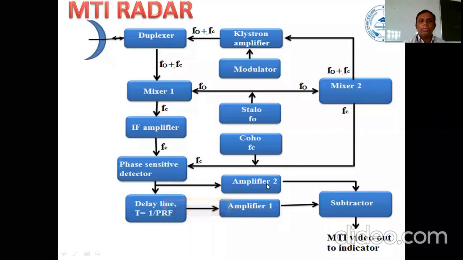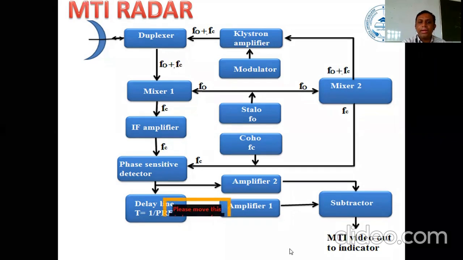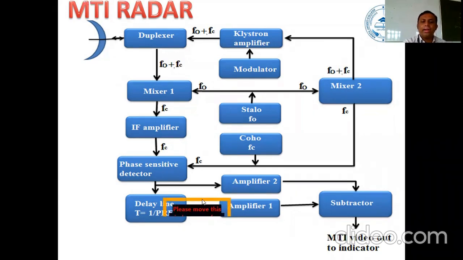Okay, so in this particular session we'll be discussing the block diagram of a special type of radar called an MTI radar. MTI stands for moving target indicator. MTI stands for moving target indicator. This particular radar is used to identify the moving target.